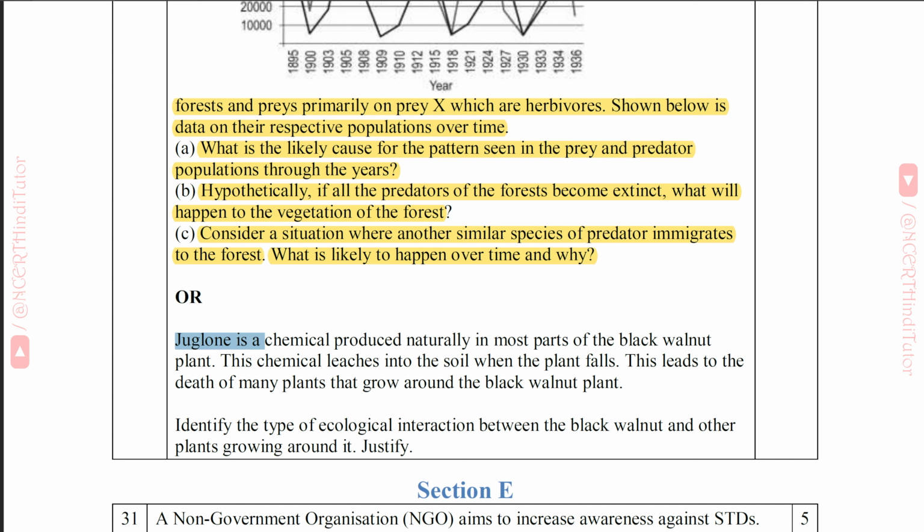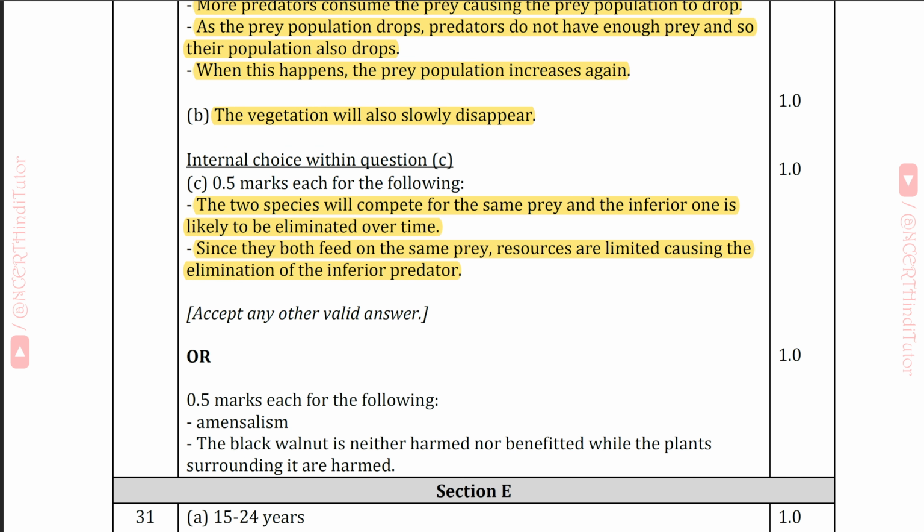Or, juglone is a chemical produced naturally in most parts of the black walnut plant. This chemical leaches into the soil when the plant falls. This leads to the death of many plants that grow around the black walnut plant. Identify the type of ecological interaction between the black walnut and other plants growing around it. Justify. Answer. Amensalism. The black walnut is neither harmed nor benefited while the plants surrounding it are harmed.